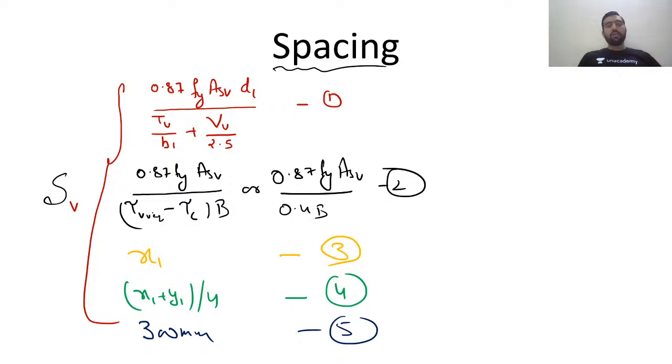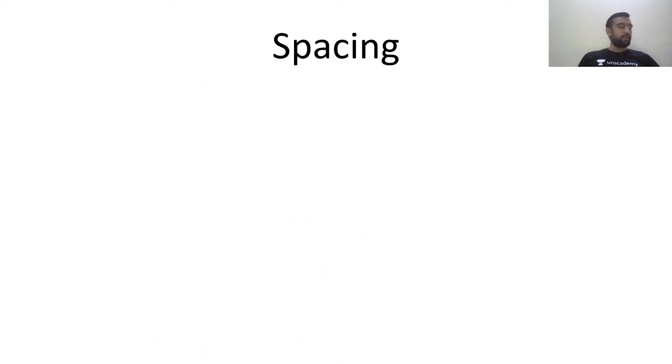So what is B1, D1, X1 and Y1? This we are going to check now. Listen to me very carefully now. To make you understand this, I have to draw a cross section. So let me draw it.